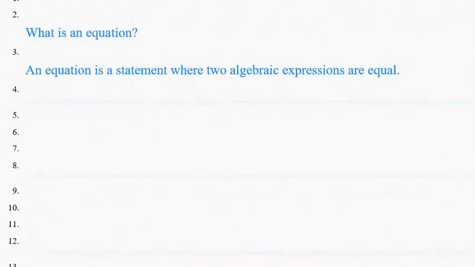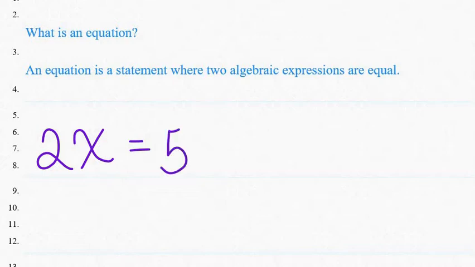Now this happens to be a linear equation. We have 2x is equal to 5. That's a linear equation. And of course we want to solve for x in this problem. We'll do that here in just a minute.